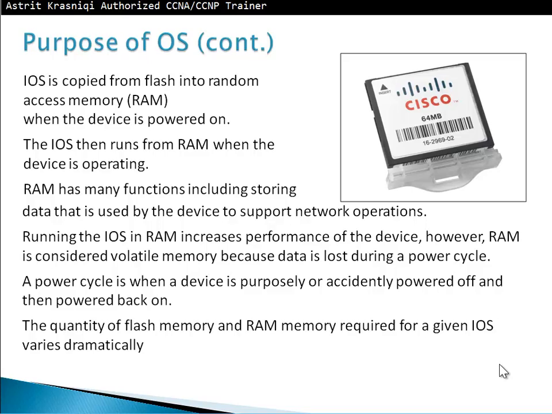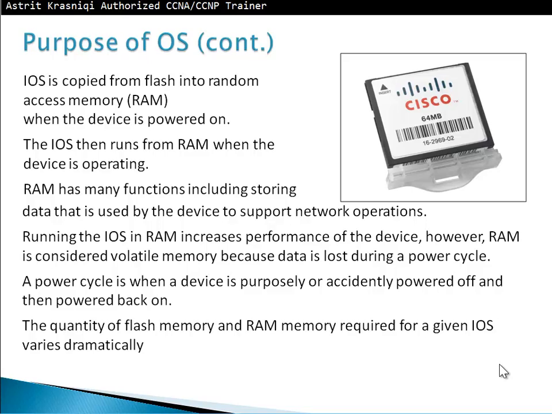So iOS is copied from flash into random access memory when the device is powered on. You remember that. So the operating system doesn't run from your hard disk or from flash in the Cisco's operating system, but it runs from RAM. RAM has many functions, including storing data that is used by the device to support network operations.